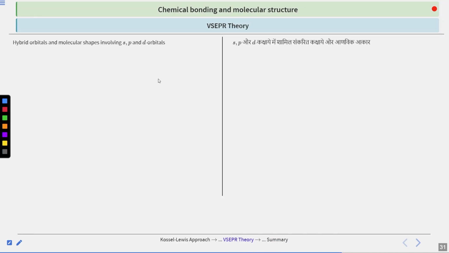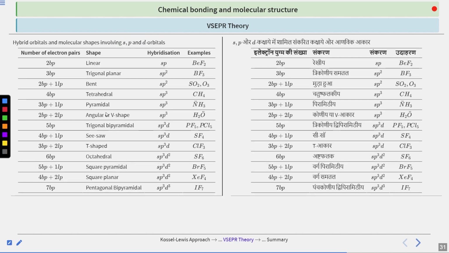Now the hybrid orbitals involved are sp and d orbitals. If there are two bond pairs, the shape is linear. Now the most important thing about shape is that we don't consider the lone pair. So two bond pairs give linear, three bond pairs give trigonal planar, and two bond pairs and one lone pair give bent.